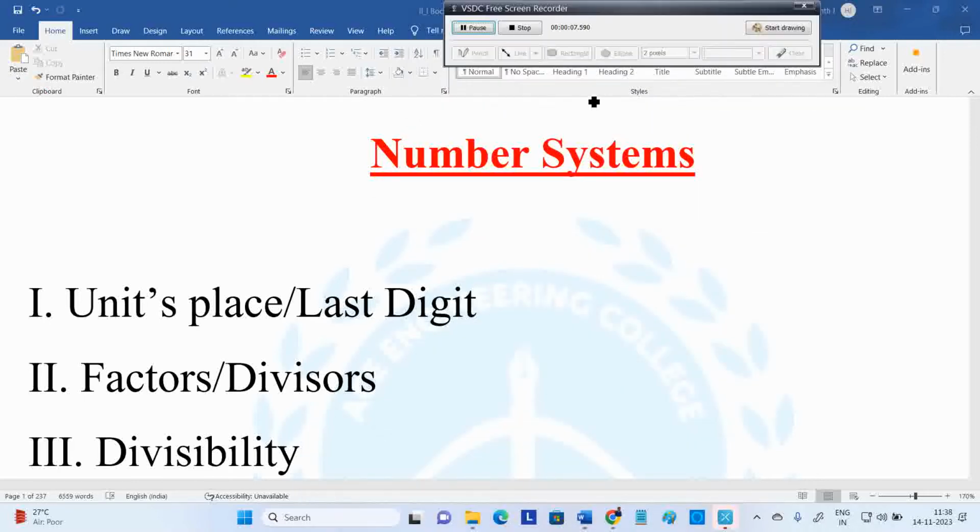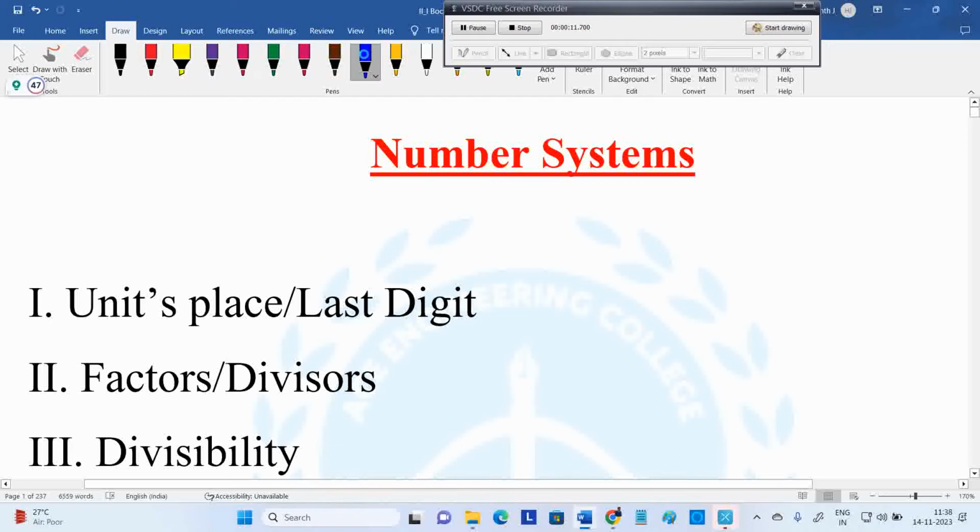Okay, today let us go with one of the very important topics, number systems. This is the first topic in the booklet we kept for this semester. This comes under quantitative aptitude. Number systems is a very, very important topic for all competitive exams where quantitative aptitude is there, right?